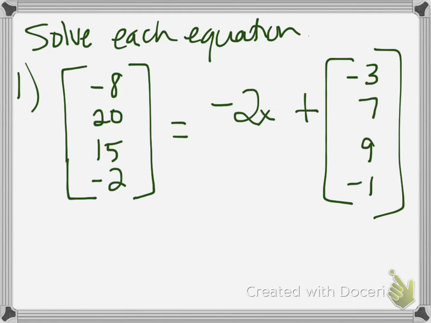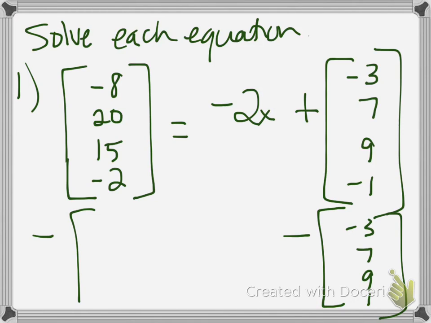When you're solving an equation, you want to get x by itself. The first step in doing that is to subtract this matrix on both sides, the -3, 7, 9, and 1. So I need to subtract -3, 7, 9, and 1. Just like when we were adding and subtracting the other day, when you subtract, you do need to add the opposite. I highly recommend doing that so it doesn't throw you off too badly.